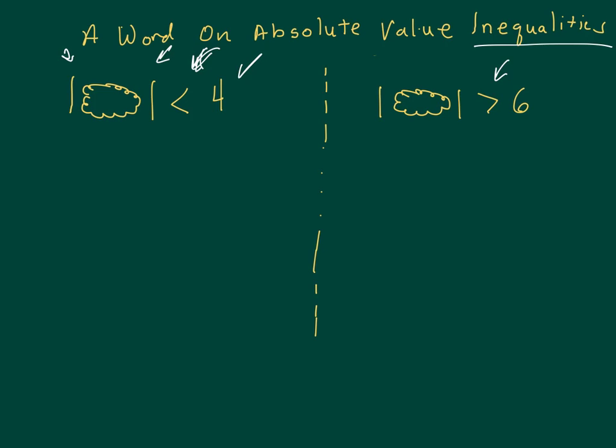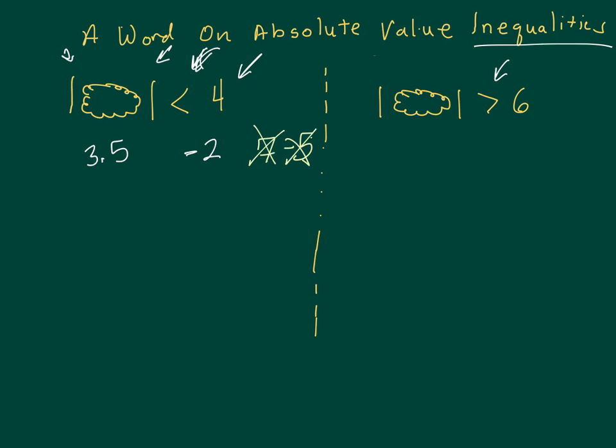In this case, I chose a 4. And common sense wise, I'd say numbers that would work, like 3.5, its absolute value is less than 4. -2, that absolute value is less than 4. But numbers like, say, 7, that absolute value is not less than 4. Or -5, that absolute value is not less than 4.